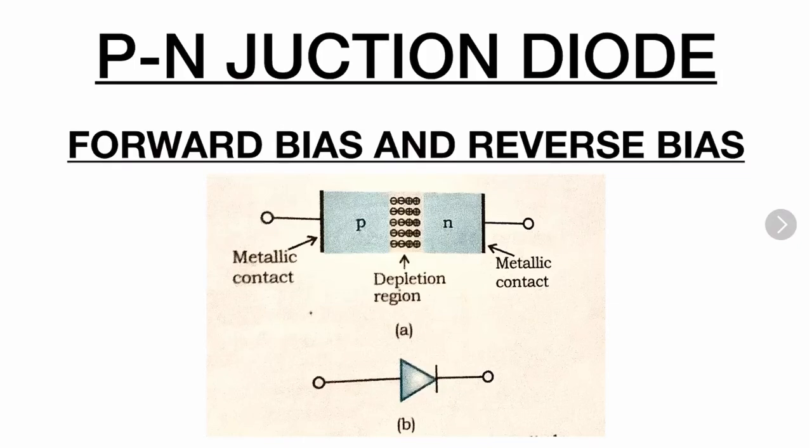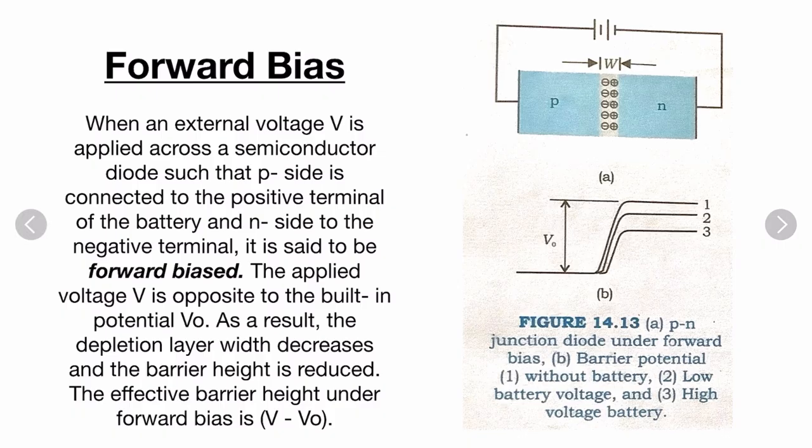Hello everyone, today let us discuss the PN junction diode and forward bias and reverse bias of the PN junction diode. Very clearly you can see here this is the P type and this is the N type and this is the depletion layer which we talked about in our previous video, and this is the symbol of the PN junction diode. This triangular shape indicates the P type and one line, that is the bar, indicates the N type of the PN junction diode. Now let's go into the discussion without wasting much time.